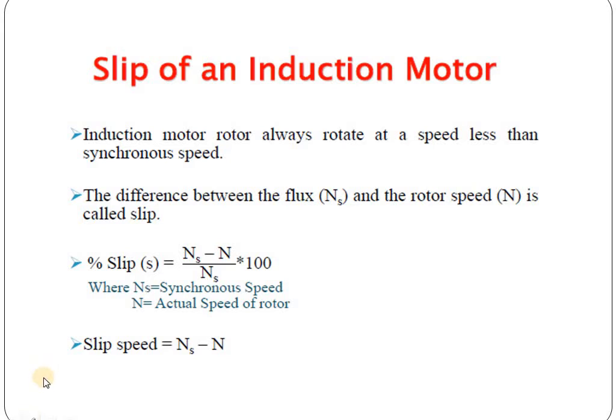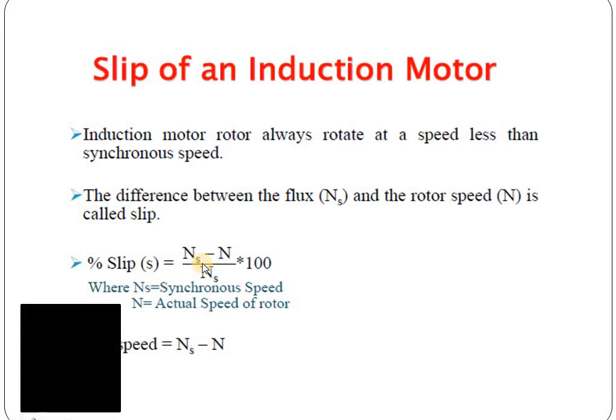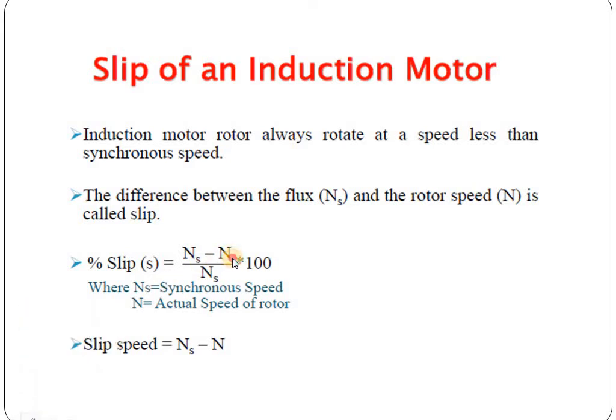So Nr will indicate the rotor speed. Basically this N is rotor speed. Okay. So you can write (Ns minus Nr) by Ns into 100 is the percentage of slip.